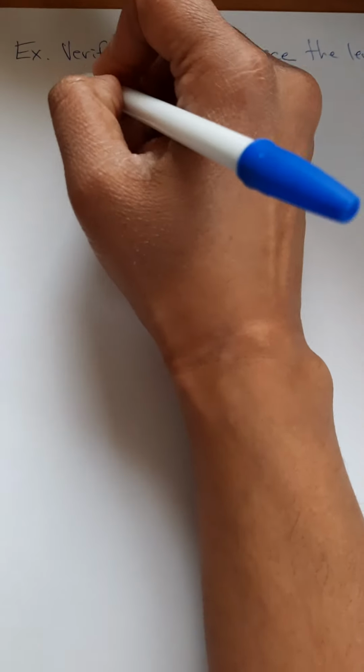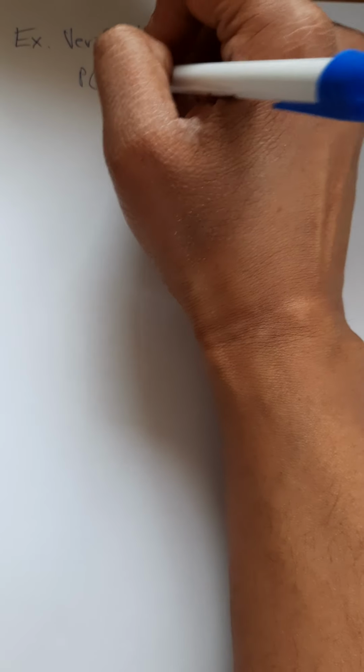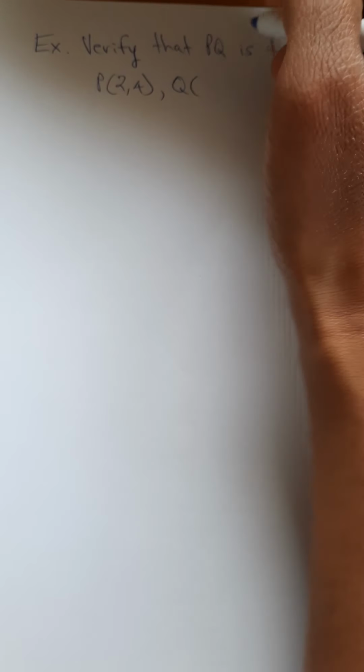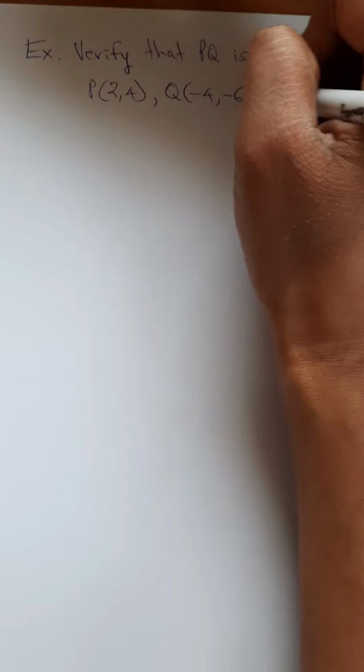So again, even when you're verifying a triangle that is isosceles, I can't just draw it out and say that it looks like it's isosceles. We have to use the mathematical formulas in order to prove it. So verify that PQ is twice the length of ST. I'm going to give you the values. So this says ST here. So the P point is basically 2 and 4, and the Q is negative 4 and negative 6.